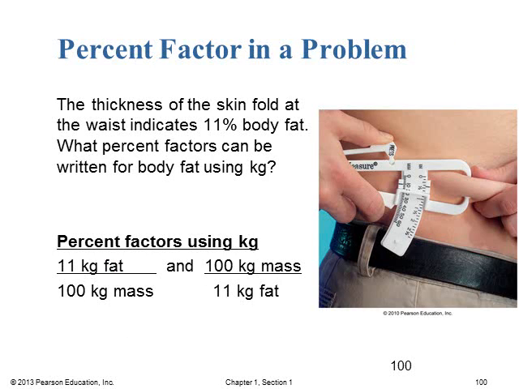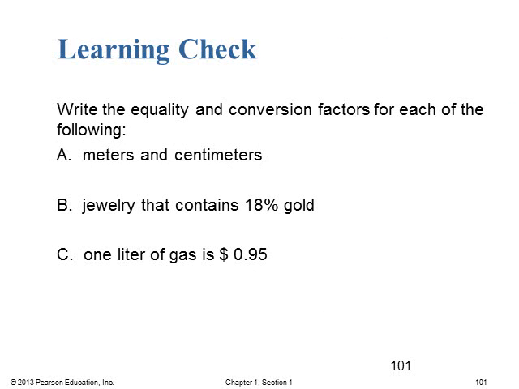All right, if you look at the percent factor in this problem, the thickness of a skin fold at the waist indicates 11% body fat. So what percent factors can be written for body fat using kilograms? If we have 11% body fat, that's saying that if we have 100 kilograms of mass, we have 11 kilograms of fat. You can write either of those ratios, 11 over 100 or 100 over 11. Again, I think the first one that is written is the best.